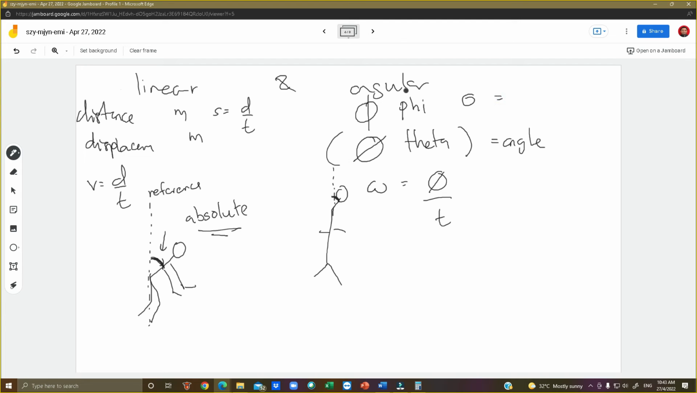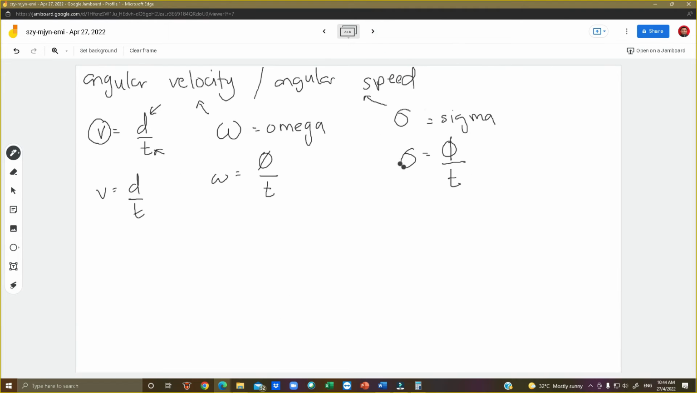Distance in angular is pi over time. It is actually the same thing. People always get confused. Kenapa? Apa pasal angular keluar omega? Benda sama. The difference is just words, the shape, the name. That's all. Itu saja beza dia. Okay. So this is angular speed and angular velocity.